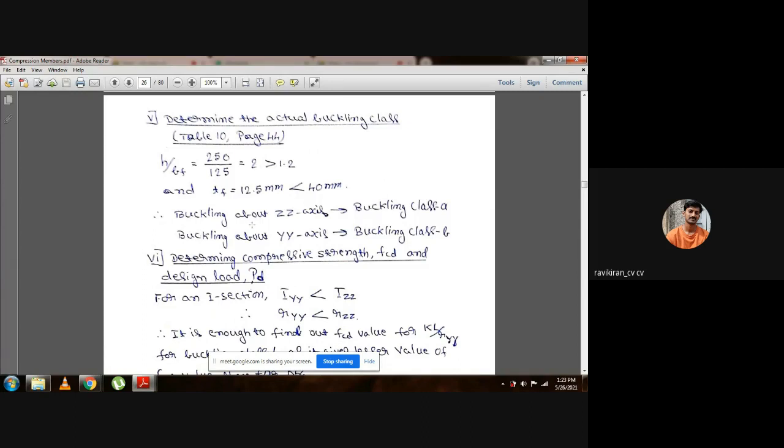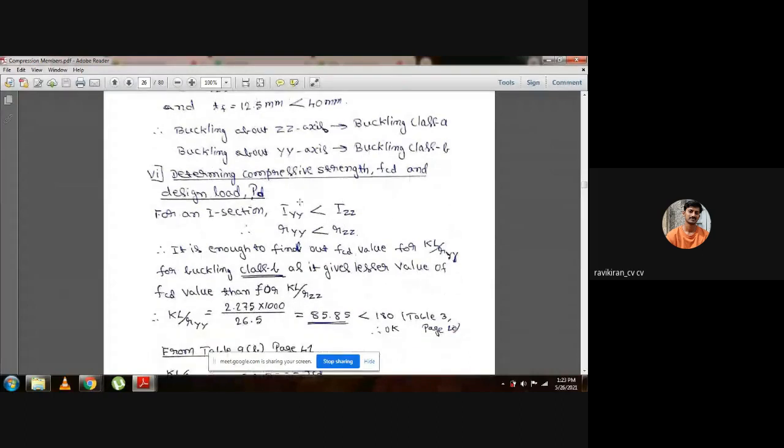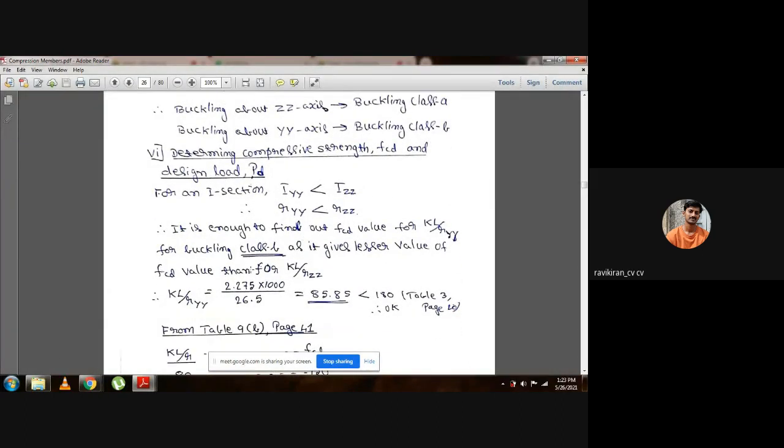So based on these two values, we can move further in the same line. We'll identify buckling about ZZ axis. That will give us buckling class A, and buckling about YY axis will give us buckling class B. See, if you want to understand these lines, you should have page 44 of IS 800 open, or else you will definitely not understand. And once you receive the buckling class, next move on to determining the compressive strength FCD and design load PD.